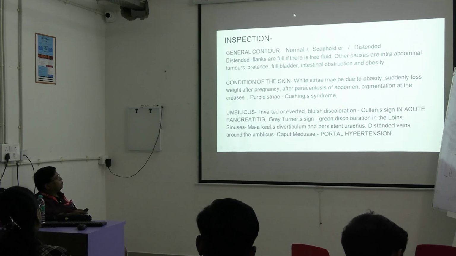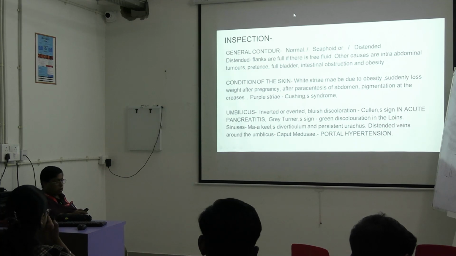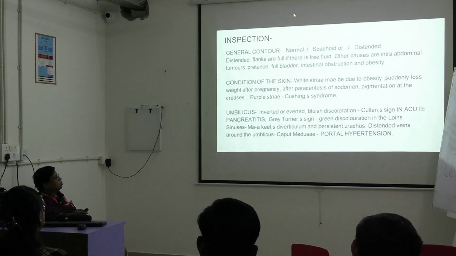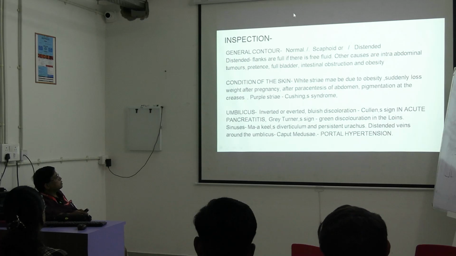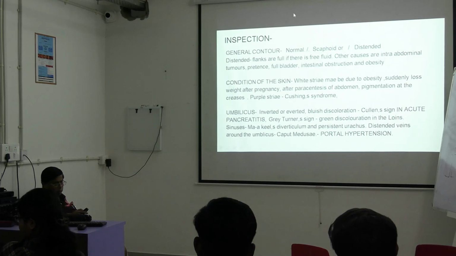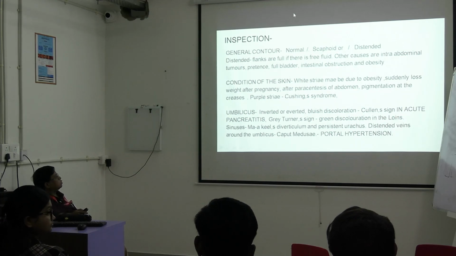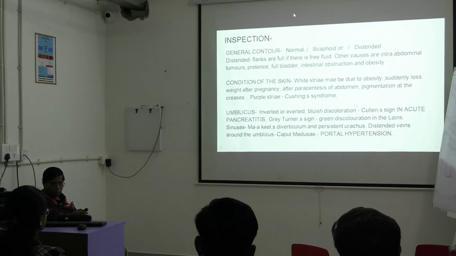Now, this bluish discoloration of the umbilicus is called Cullen sign. It is seen in acute pancreatitis. Very important, remember these terms. In acute pancreatitis, there is bluish discoloration of the umbilicus. It is called Cullen sign. Another sign is called Grey Turner sign. It is a greenish discoloration in the loins, not in the umbilicus. This is also found in intra-abdominal infection and sepsis.